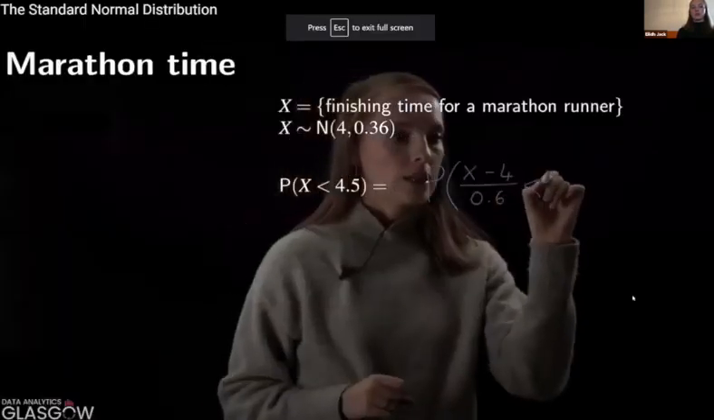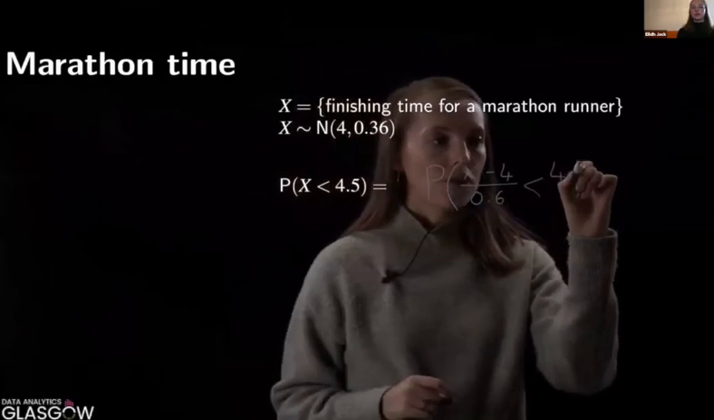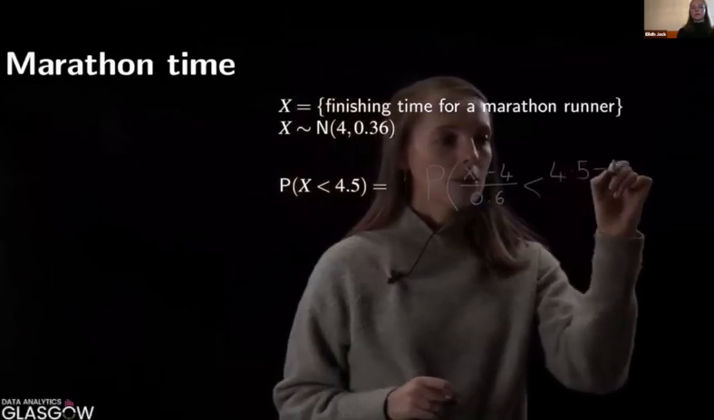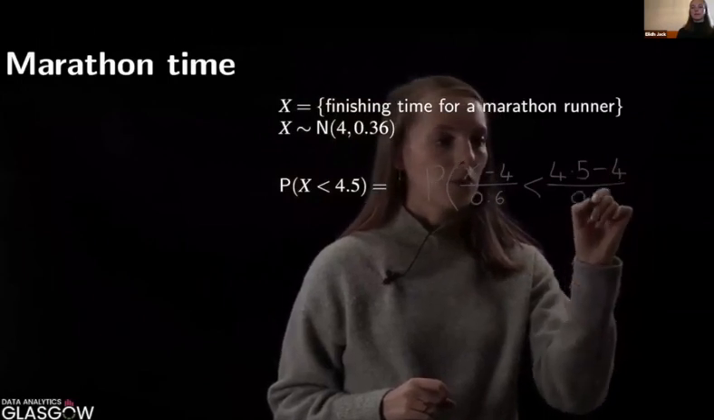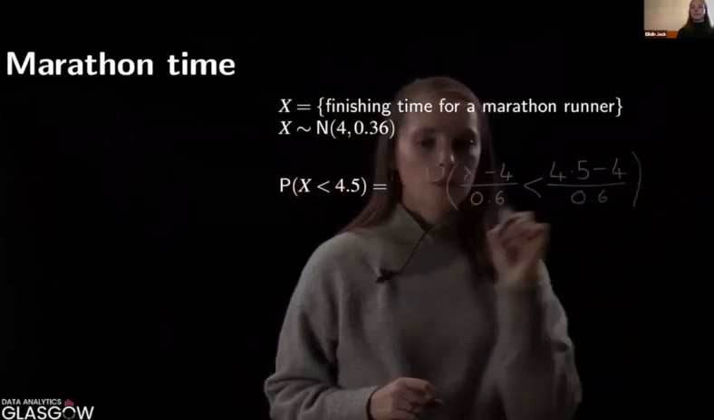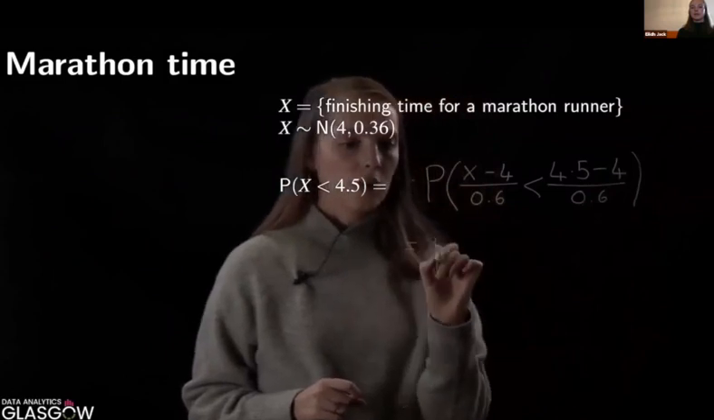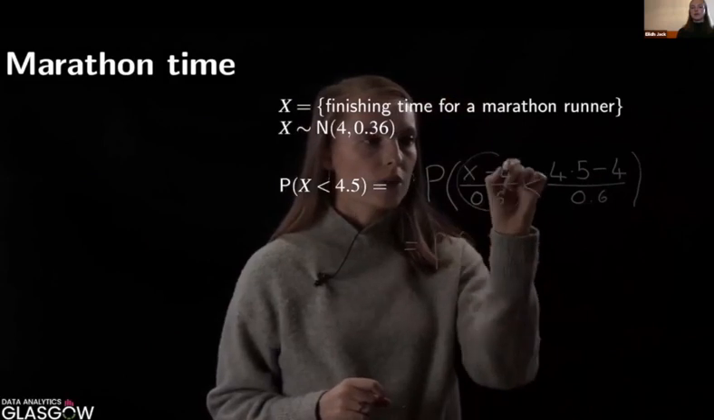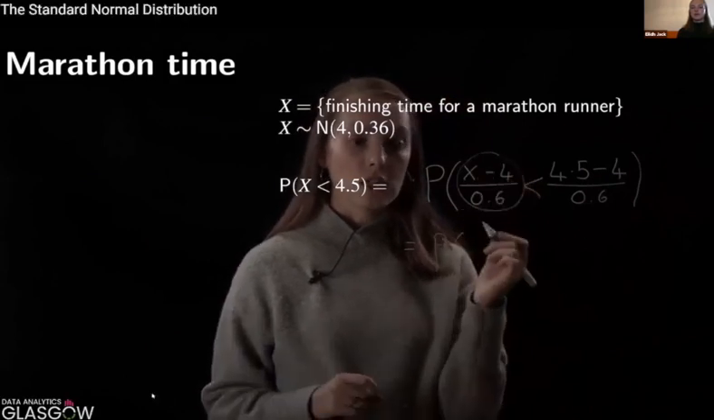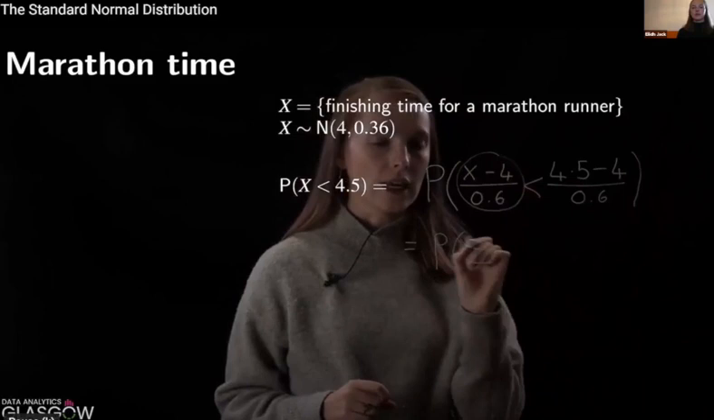That's less than 4.5, again minus the mean, which is 4, and divided by the standard deviation, 0.6. This is then equal to the probability, and now this value here, because it's been standardised, is just a standard normal, so we can denote that as Z.